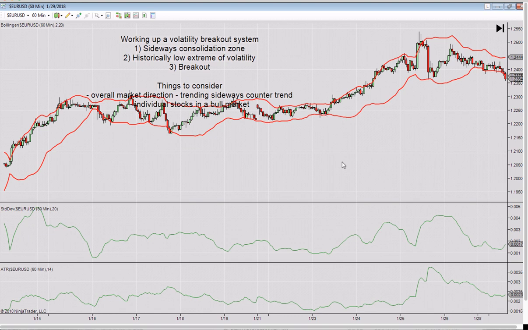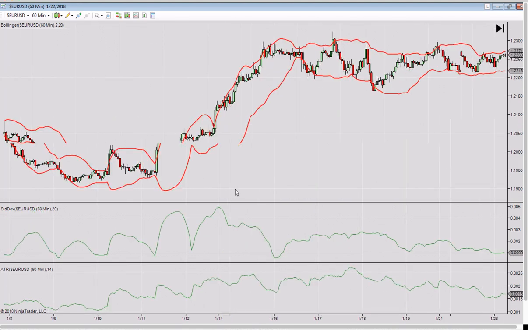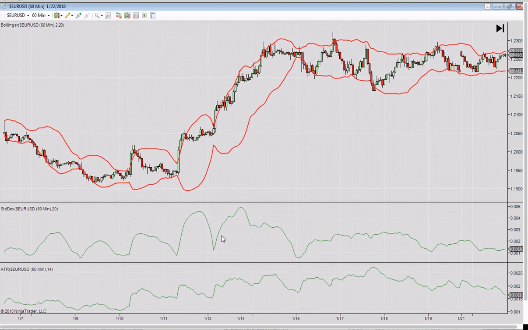So here we have very low volatility. It's lower than everything except the previous one. We have a breakout, and we have the market continuing in the direction of that breakout. We can go back and we'll probably find more instances of this. Okay. So here we have a low volatility spike on standard deviation, but not on ATR. We have a breakout, and that breakout continues and continues and continues.